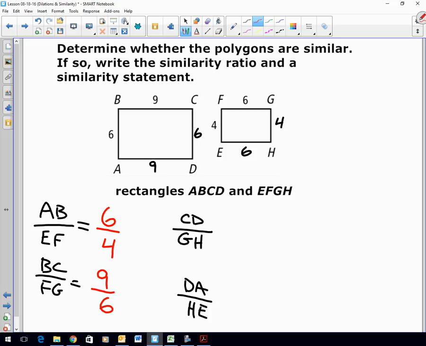Now listen to me carefully. Are these fractions the same numbers? No. Come on, guys. They're not the same numbers, right? I got a 6 and a 4, the 9 and a 6. But do these give me the same answer? Yes. What's 9/6? Type it in your calculator in decimal form.